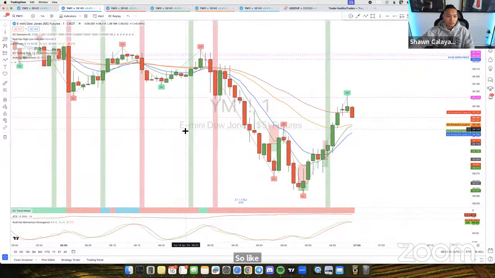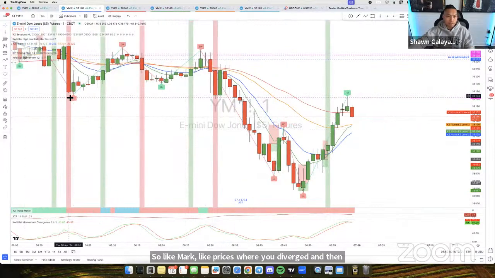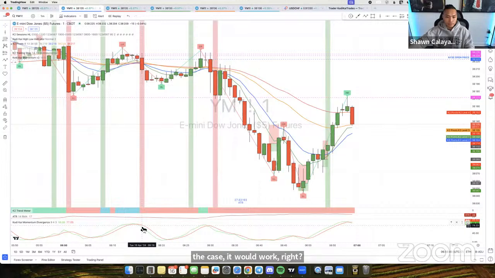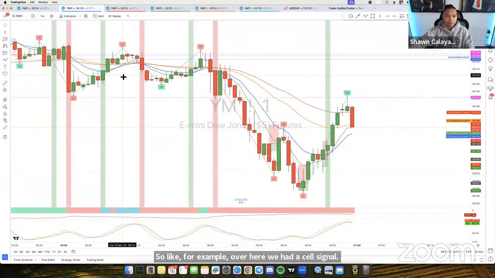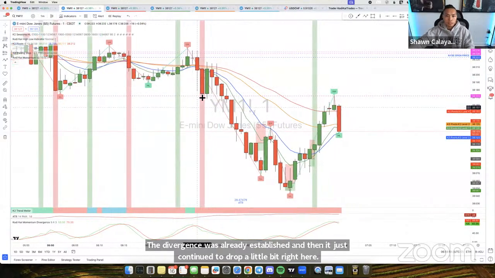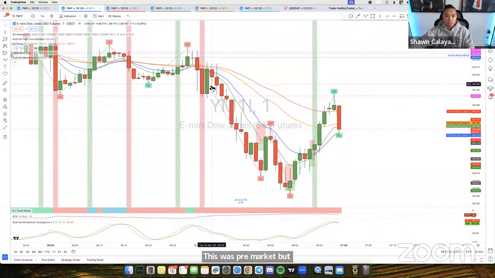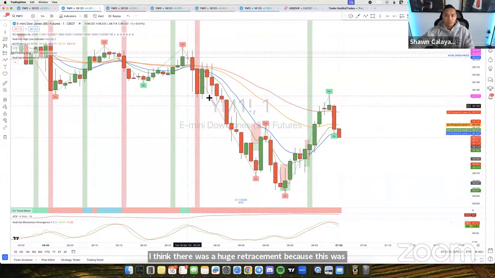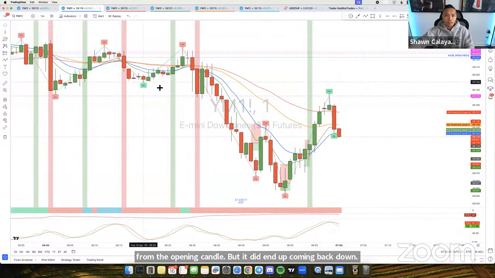Gotcha. Yeah, so I haven't really looked at it personally, but I would assume if that's the case, it would work, right? For example, if we get a sell signal, the divergence was already established and then it just continued to drop a little bit right here. This was pre-market, but it still would drop like 10 points. Same with this one right here. I think there was a huge retracement because this was from the opening candle, but it did end up coming back down. So if you wanted to do a 1-to-1 and have your stop loss at the swing high, you could do something like that.